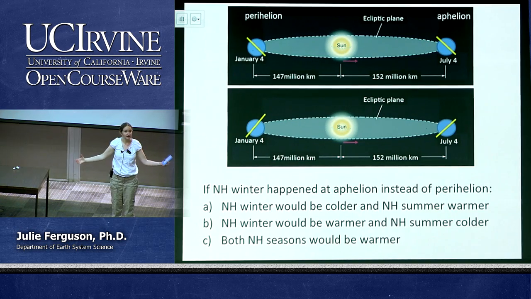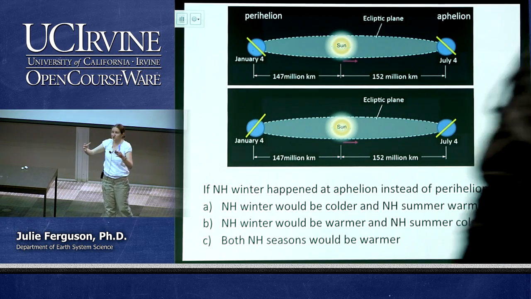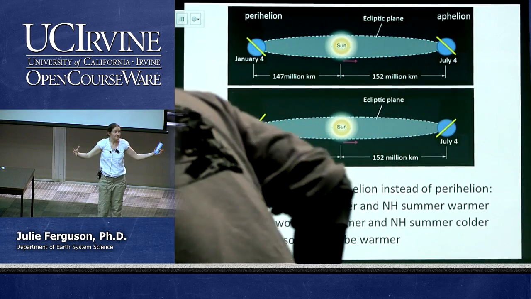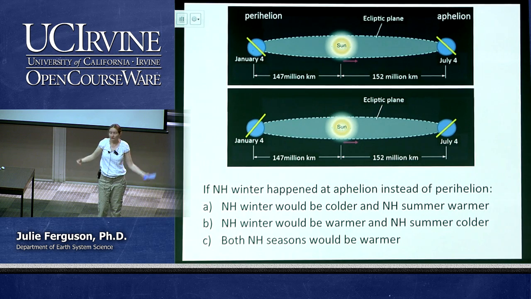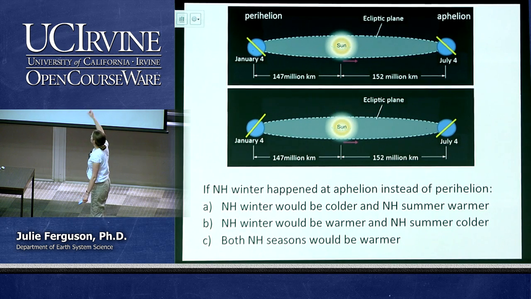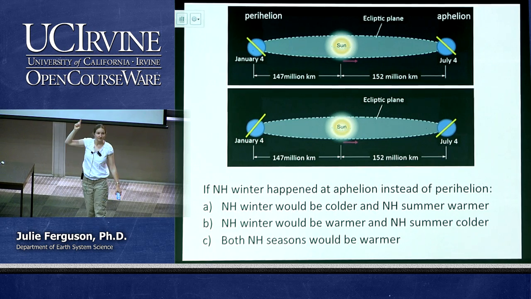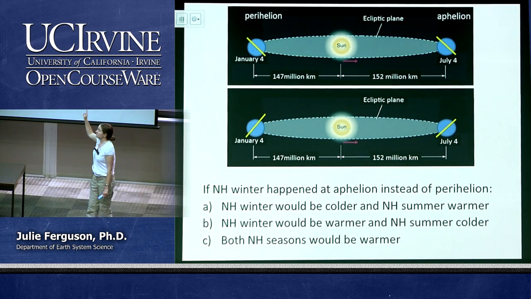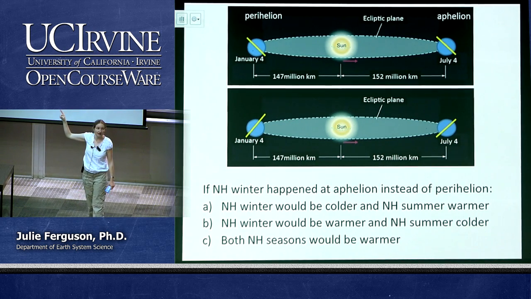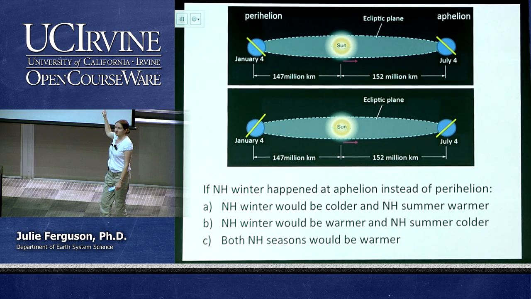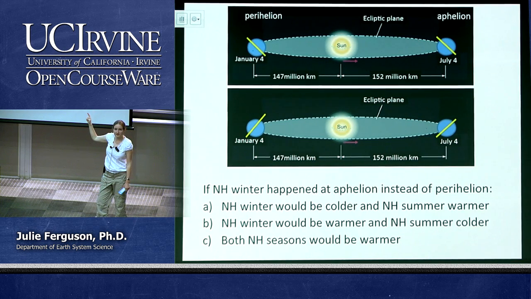It's going to be colder. If we go from having winter when we're closest to winter when we're furthest away, our winters are going to get colder. If we look at what's happening with summer, you can see in my top diagram, on July 4th, that northern hemisphere is pointing towards the sun, and it's at the furthest away point on our elliptical orbit.